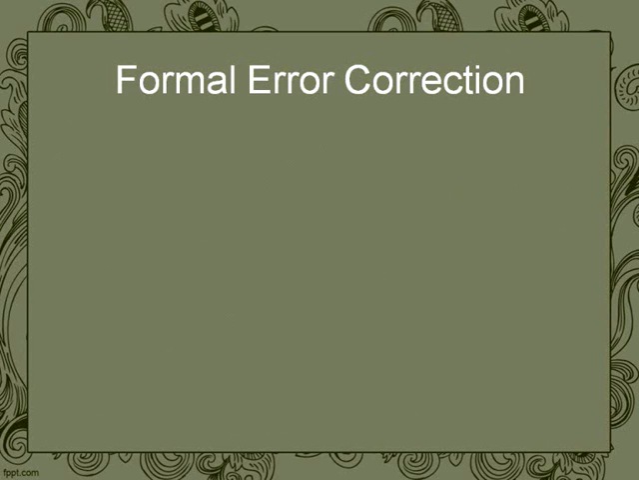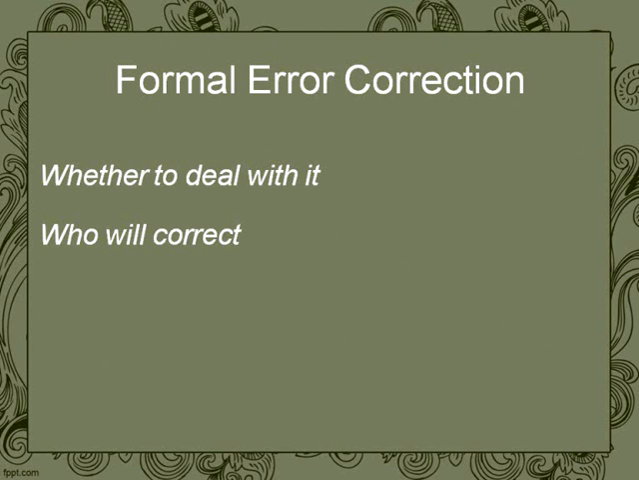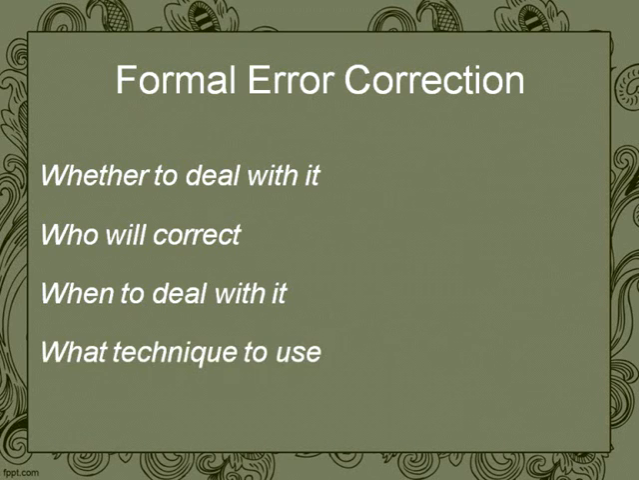In a conventional class, if a student makes an error, the teacher has to make decisions on how to deal with the error. This is done by giving the students formal error correction. Some things the teacher has to consider are whether to give the error correction or not, who corrects the error, when will the error correction be made, and what error correction technique will be used.